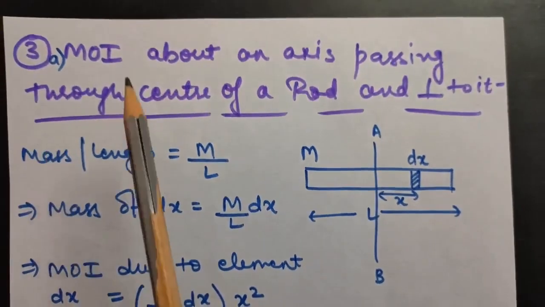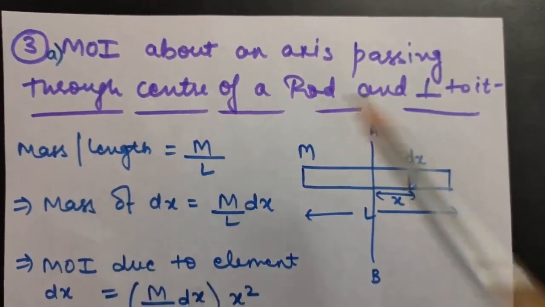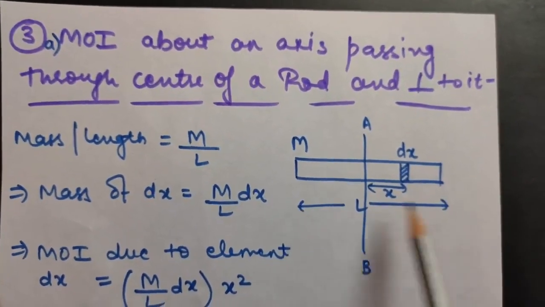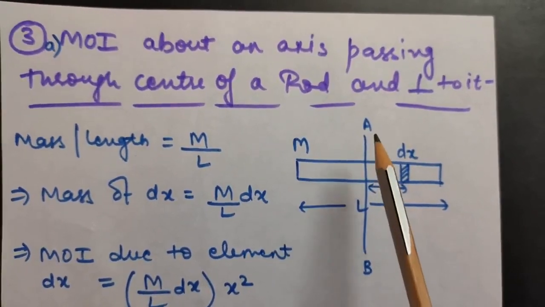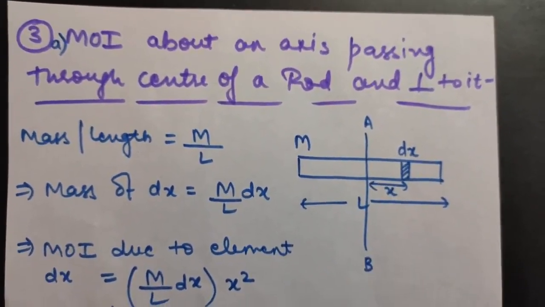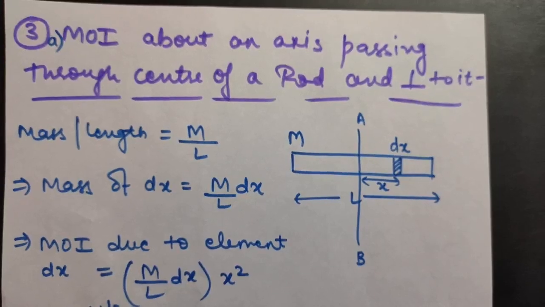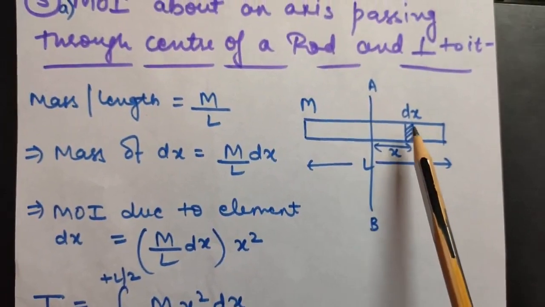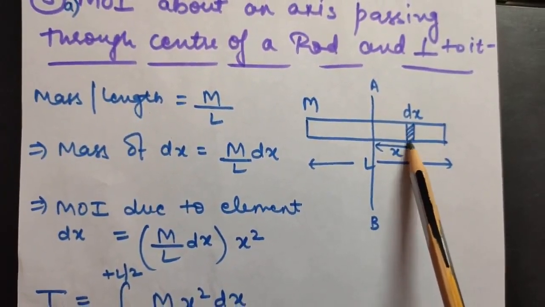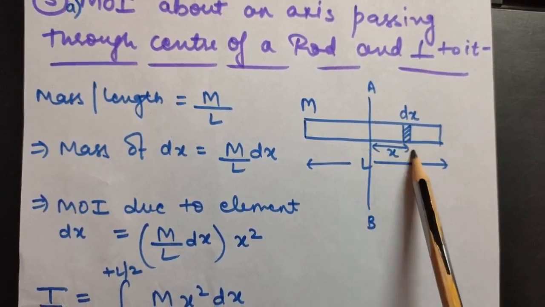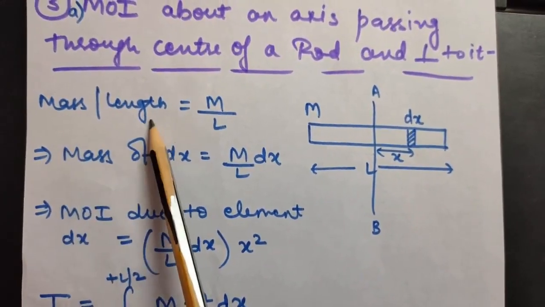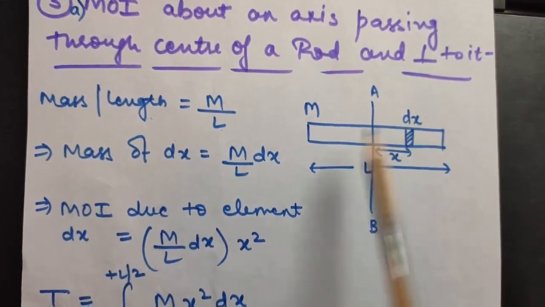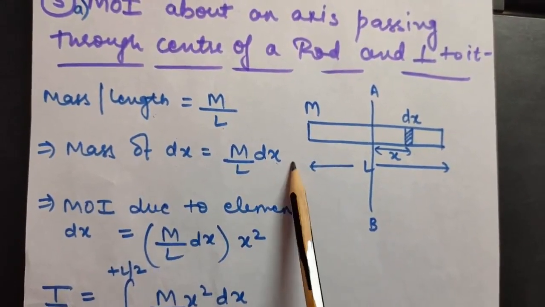Okay, so next is the moment of inertia about an axis passing through the center of a rod and perpendicular to it. Okay, so this is a rod of length L and mass m, and we have to calculate the moment of inertia about AB, which is perpendicular to the rod and is passing through the center of the rod. So again we will be following those three steps. First of all, we have to choose an element. Let us choose an element dx, which is at a distance x from AB. Okay, so now the mass per unit length of the rod will be m by L. Okay, so the mass of the dx element will be m by L into dx, just the unitary method again.